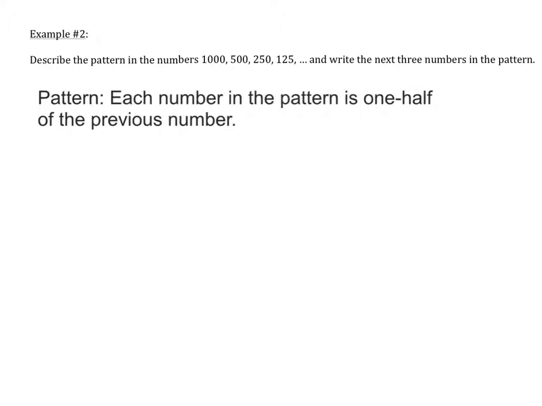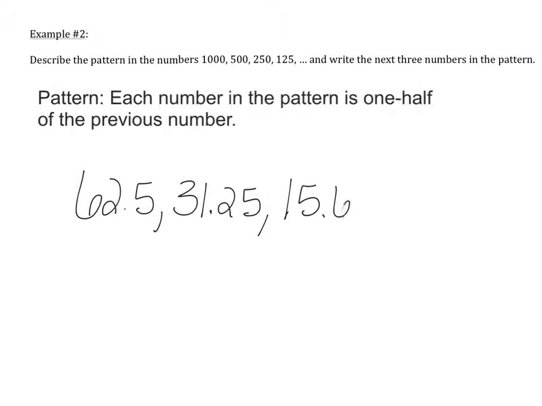So half of 125 is 62.5. Half of 62.5 is 31.25, and then half of 31.25 is 15.625.